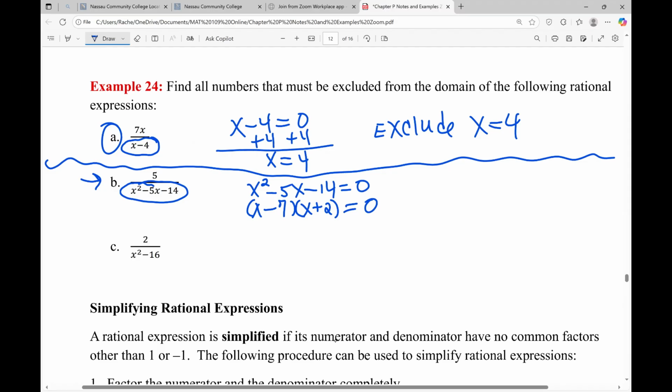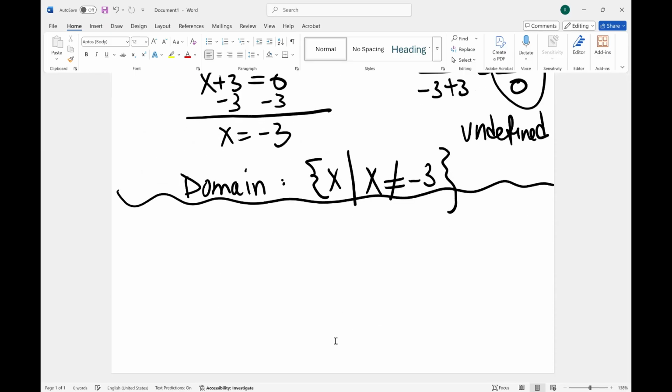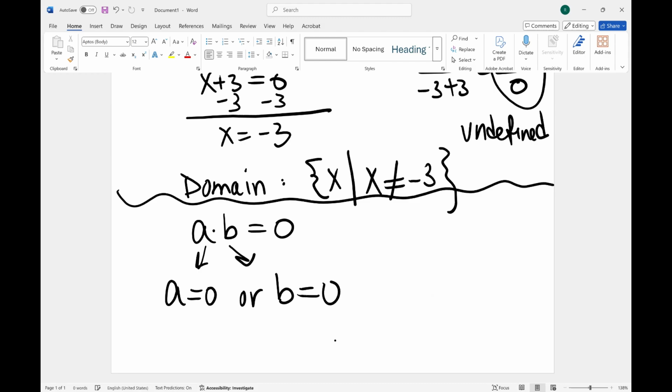The reason we solve this way is the following. Let me go to the whiteboard for a minute. If I have two factors, let's say I have A times B equal to 0. I have a product here. What's the only way I can multiply A and B and get 0? One of them has to be equal to 0, right? Either A is equal to 0 or B is equal to 0. That's the only way a product could be equal to 0. One of the factors has to be equal to 0.